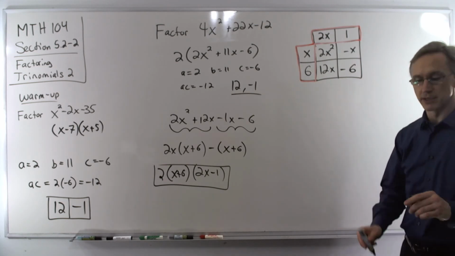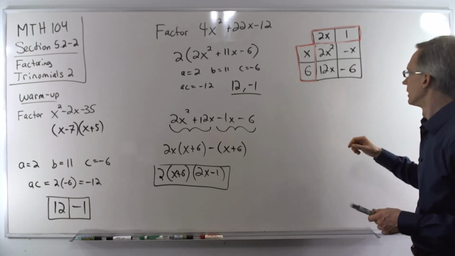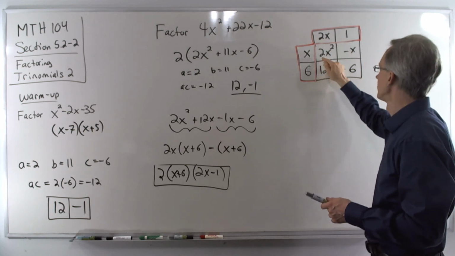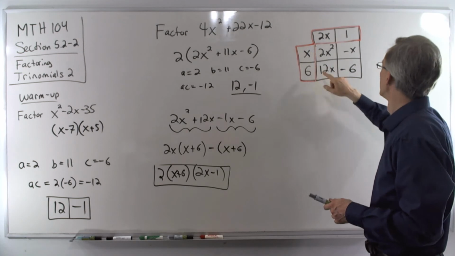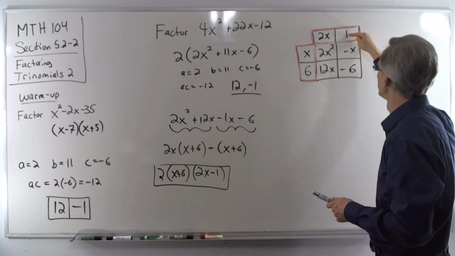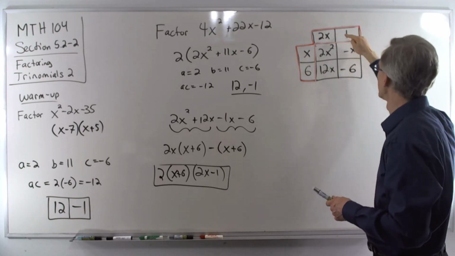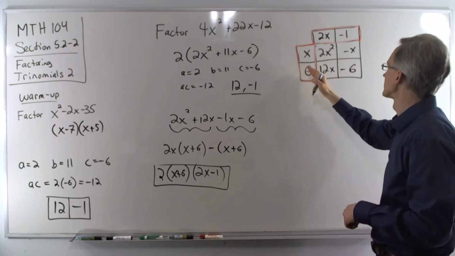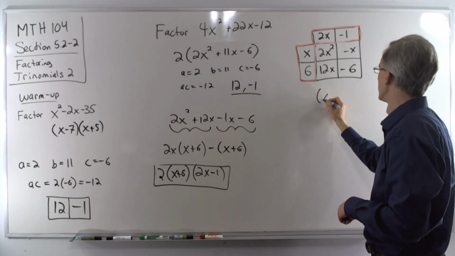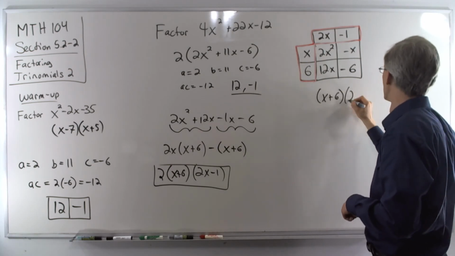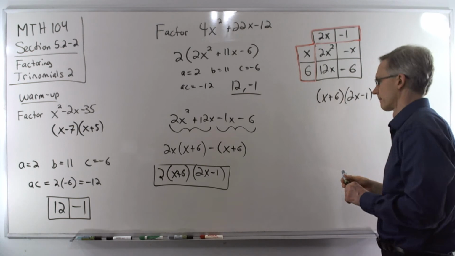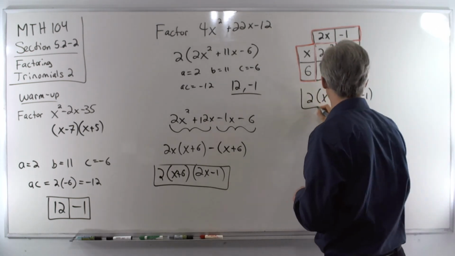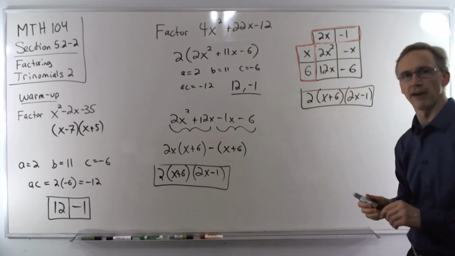Now the last step is to deal with the negatives. If you have a positive value here, this stays positive. So positive, positive, positive, positive, positive, positive. But if it's negative next to this box, then you take that negative and put it up here. And there's our answer. X plus 6, 2x minus 1. And then we bring down our 2. And there's the factor form.